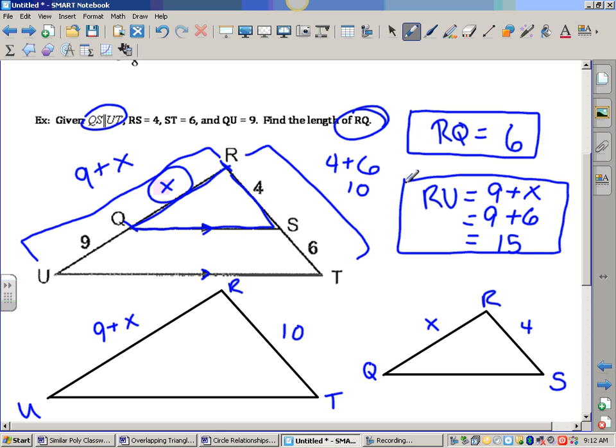Now, I know the question didn't ask for that, but I wanted you to understand that you can always go a step further. All right, so break your triangles apart. I think it's a lot easier. That's what I would recommend that you do. And then you can just see your two similar triangles next to each other instead of overlapping.